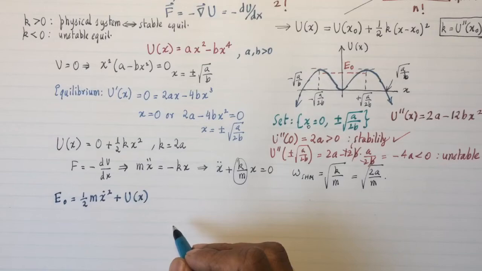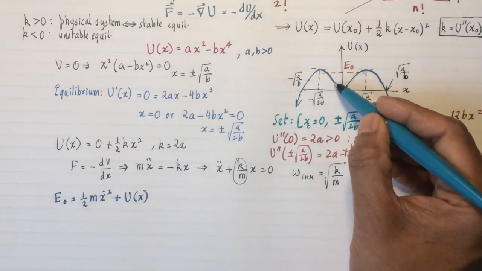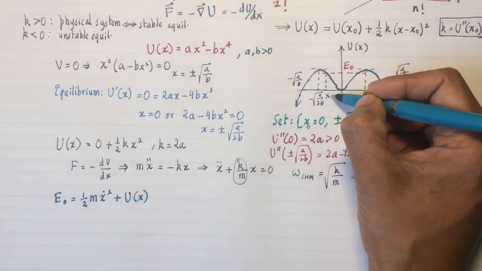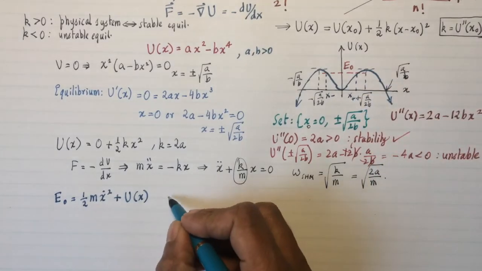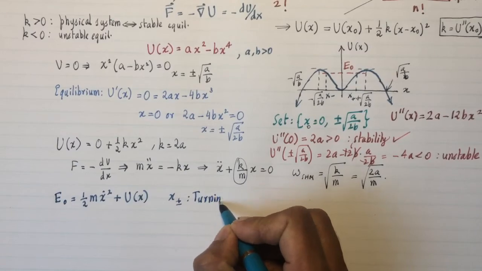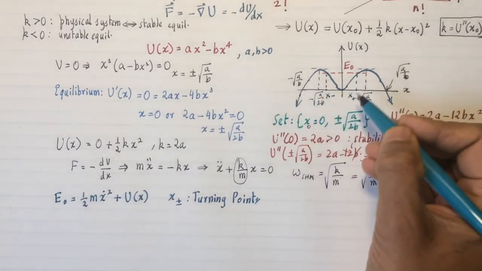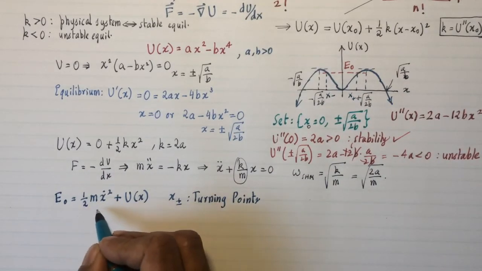So what I can try doing now is to find out where it stops. Now, if it's oscillating, it's going to stop at the end points. These are called the turning points, x minus and x plus. They're so named because the motion turns around. Let's try to find the turning points. I have to set x dot equal to 0.